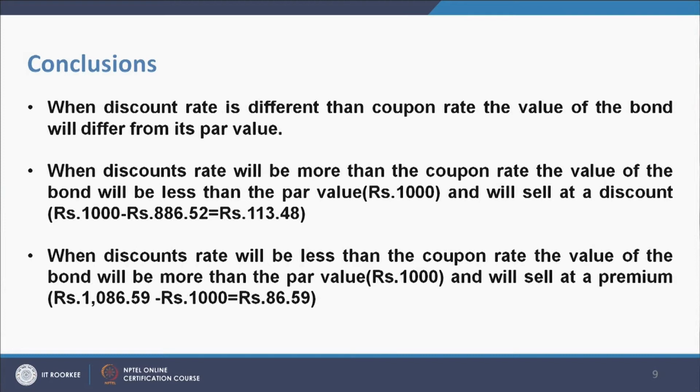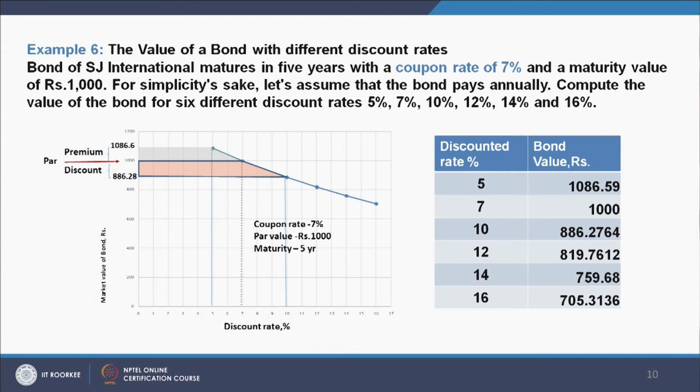When the discount rate is less than the coupon rate, the value of the bond will be more than the par value and will sell at a premium. This premium is equal to 1086.59 minus 1000, which is the par value, that is rupees 86.59. So, when my discount rate was 5%, the bond will sell with a premium of 86.59. Now, let us take an example.